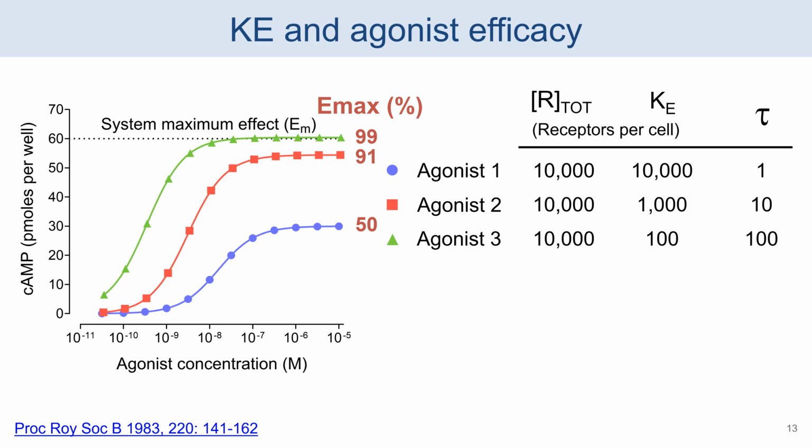One last thing these data show us is the difference between Emax and tau. Here are the Emax values for the three agonists. You can see agonists 2 and 3 are very similar in terms of Emax at 99% and 91%. However, when we quantify tau, we determine that the actual efficacy of the agonists is quite different, with agonist 3 being 10 times more active than agonist 2 here.